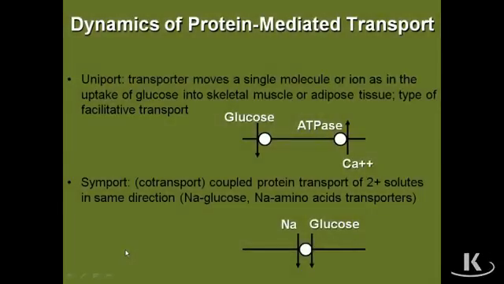Now, there's different types of protein-mediated transport. Uniport simply means that a protein is transporting a single molecule or ion in one direction. And a good example is glucose uptake into skeletal muscle under resting conditions. This is an example of facilitated transport, but you're moving the molecule in one direction.